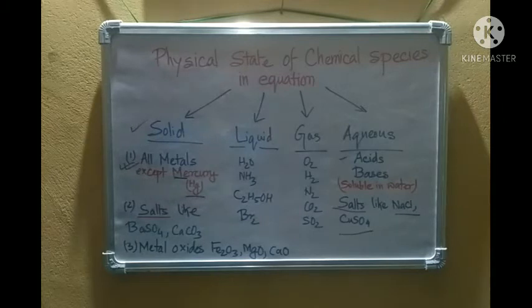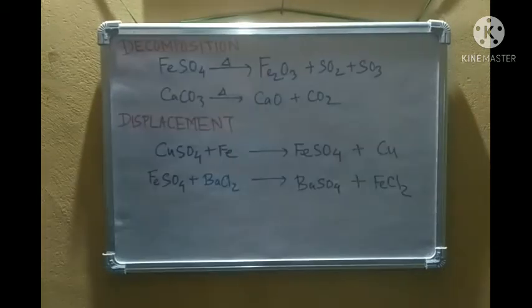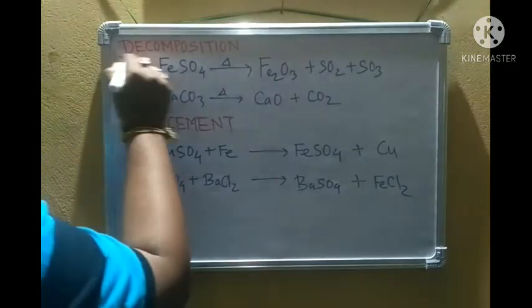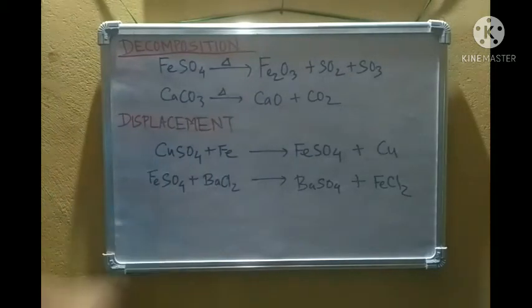So we'll now look at some examples of reactions and the physical state of each chemical species or compound taking part in these chemical reactions. Let us look at some examples. This is a type of reaction, that is decomposition reaction. When you read the succeeding topics of this chapter, you will come to know about different types of chemical reactions. So decomposition is a type of chemical reaction.